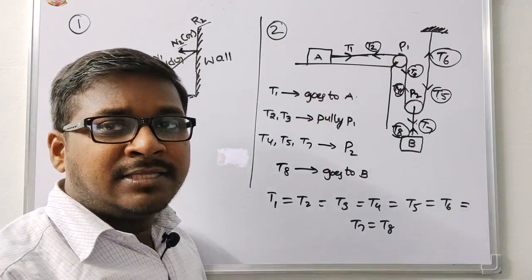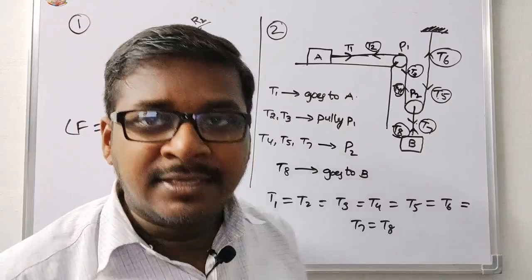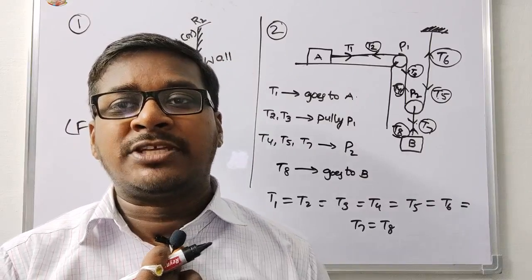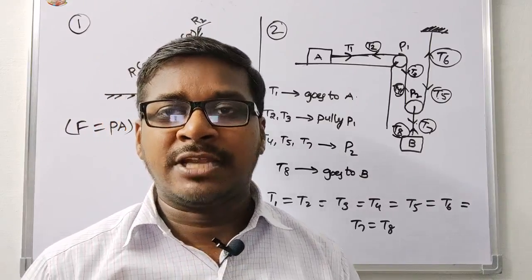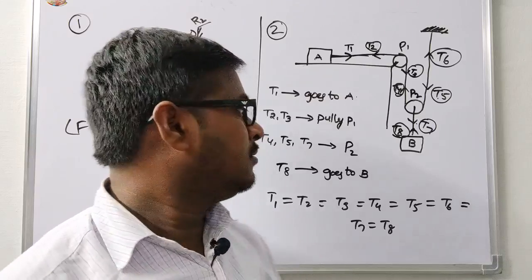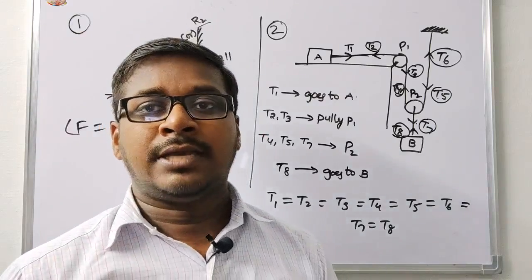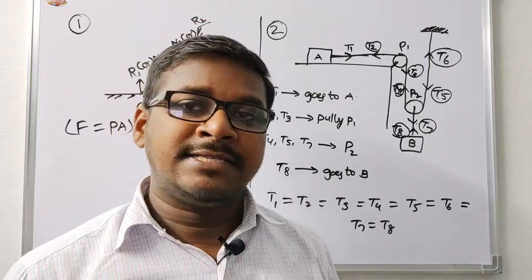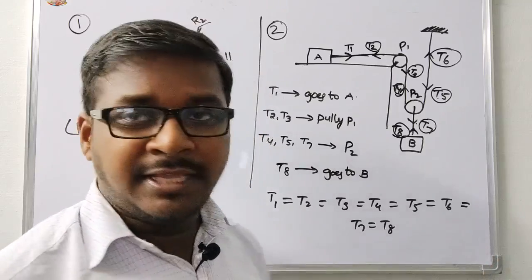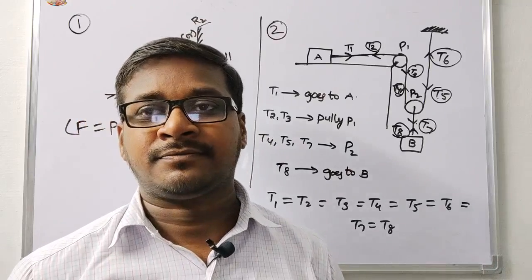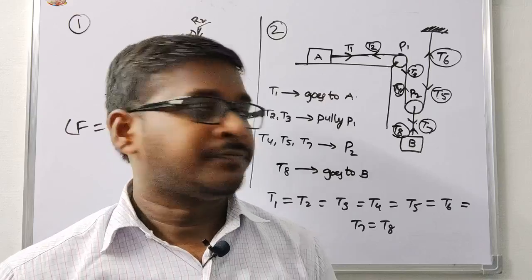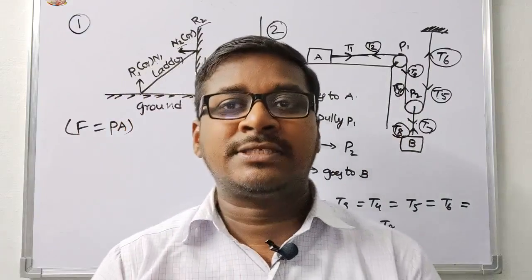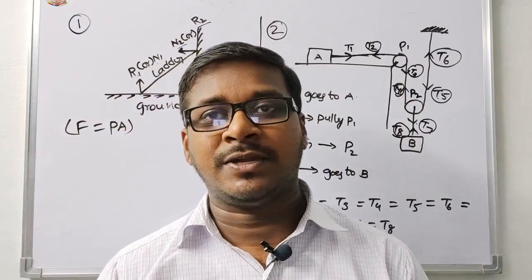In this one, the string and pulleys are massless and there is no friction between the pulley and the string. Then the tensile force at every point of the pulley and the string is the same, T equal to T. This is today's lecture. Today we discussed only the force concept and types of force, students.